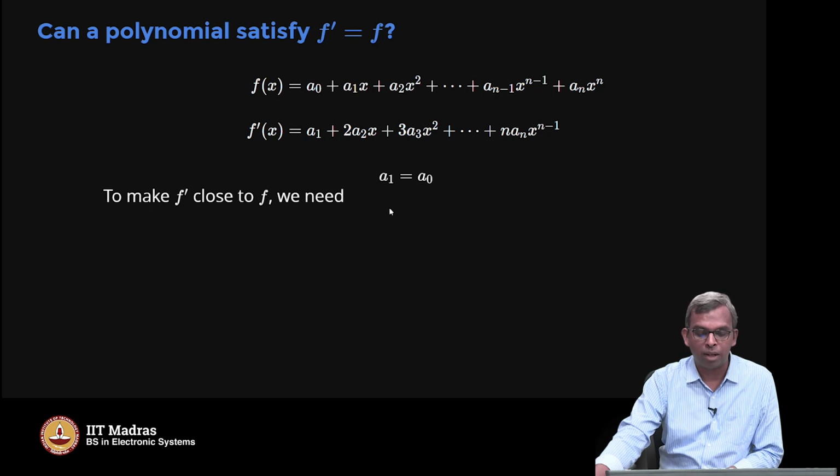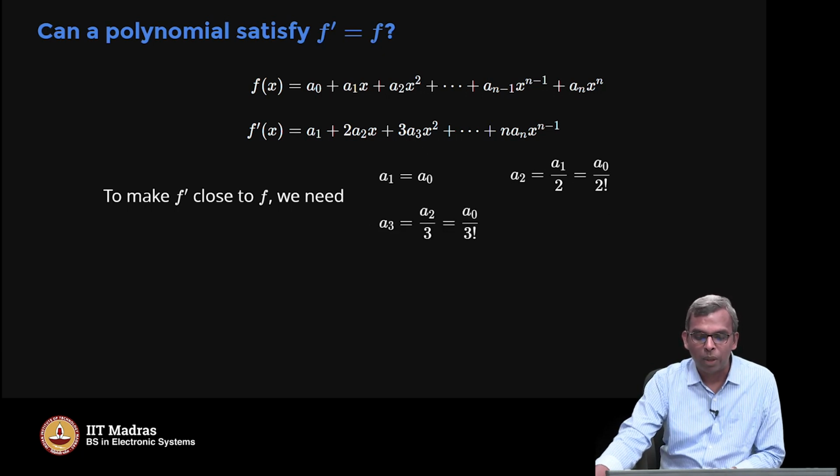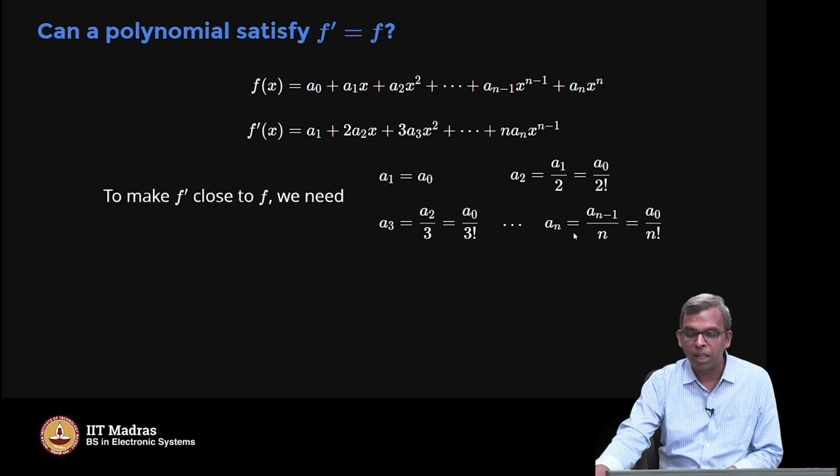To make f prime close to f, we need a1 equals a0, and then you need 2a2 equals a1, or a2 equals a1 by 2. Now a1 is the same as a0, so I'll rewrite this as a0 by 2 factorial. You'll see this factorial is important. Now a3 is going to be a2 by 3, and a2 is a0 by 2 factorial. So dividing by 3, 3 into 2 factorial is 3 factorial, and you get a0 by 3 factorial. Likewise, you'll keep on going, and eventually an will be an minus 1 by n, and an minus 1 will be a0 by n minus 1 factorial. So you'll get a0 by n factorial.